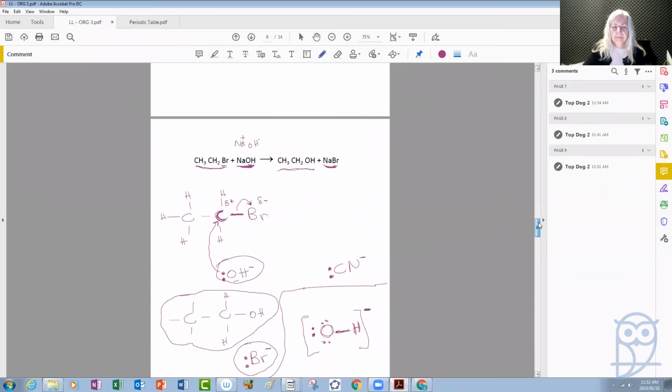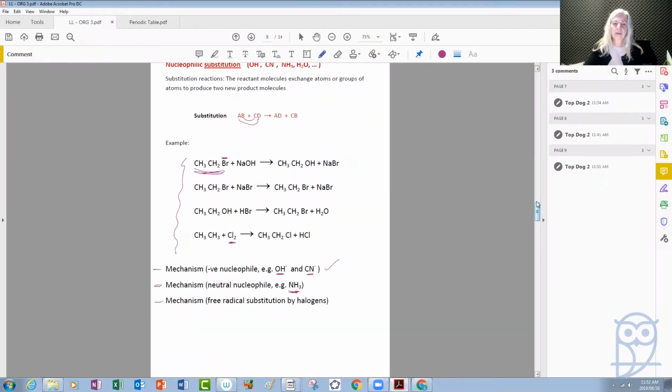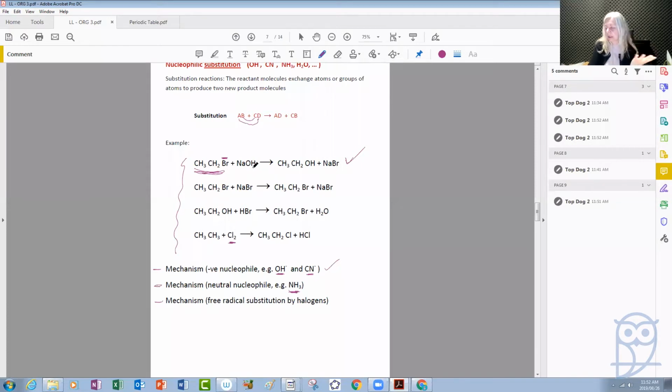And so now let us go to these initial reactions. So we saw the mechanism of this reaction where we have the organic compound reacting with a negatively charged nucleophile, like the hydroxide in this case.